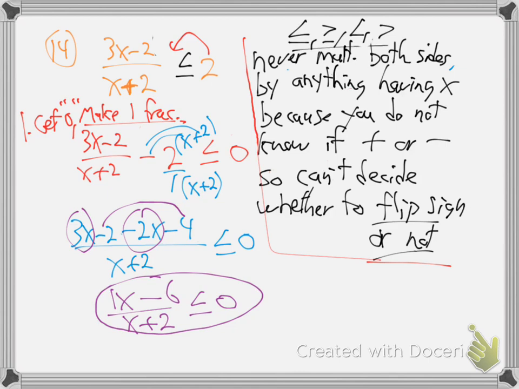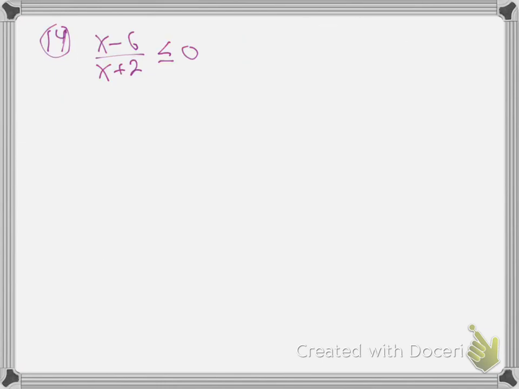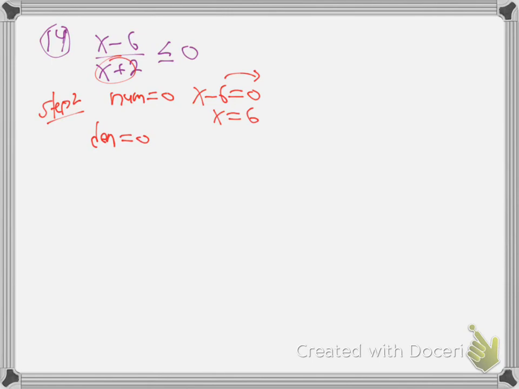So what's step 2? Numerator 0, denominator 0. So I'm going to take it to the next page. So continuing number 14. x minus 6 over x plus 2 less than or equal to 0. So now we take step 2. The numerator equal to 0. So x minus 6 is 0. Jump it over. x is 6. The denom is 0. So you grab the denom. x plus 2 is 0.